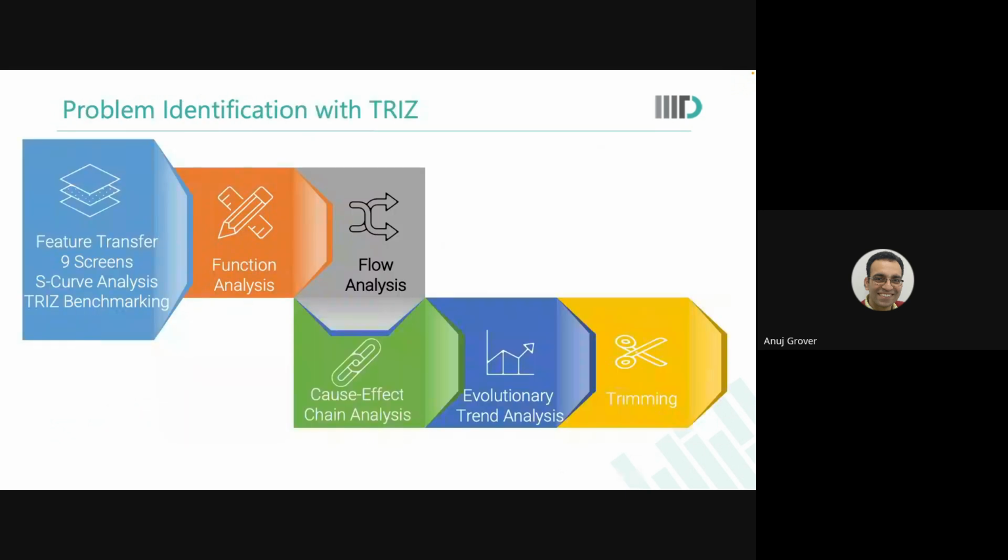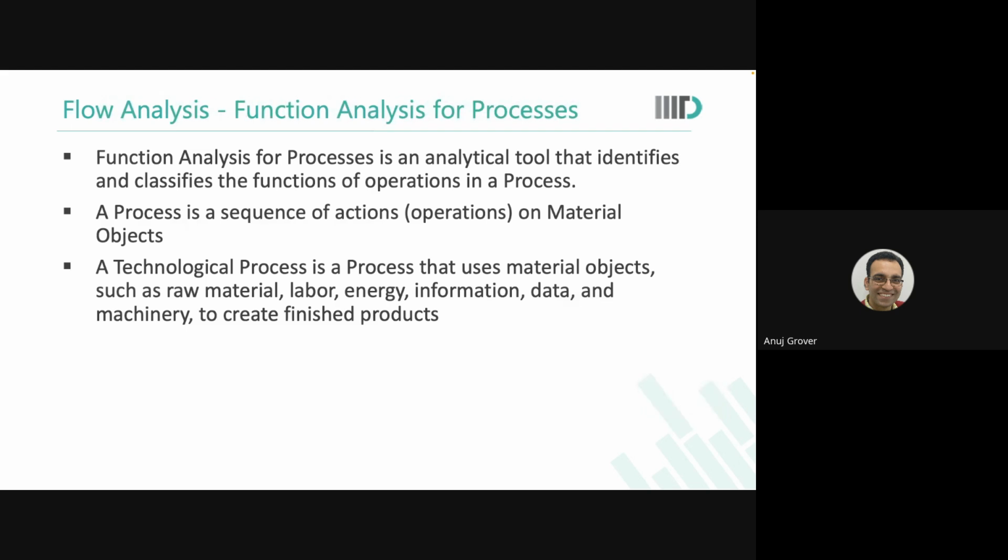Okay. Now we look at what Pritha was asking for. Can we do this for processes or methods or algorithms? Now, do you realize that to do trimming on products, we had to first make the function model of the product. Now, for processes, it is not called function model, it is called flow analysis. So flow analysis is what we will look at now. So what is flow analysis?